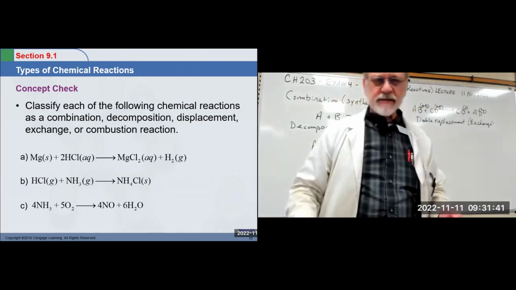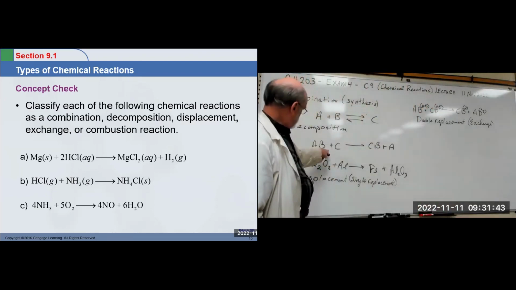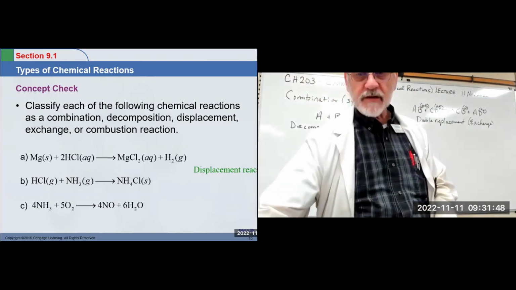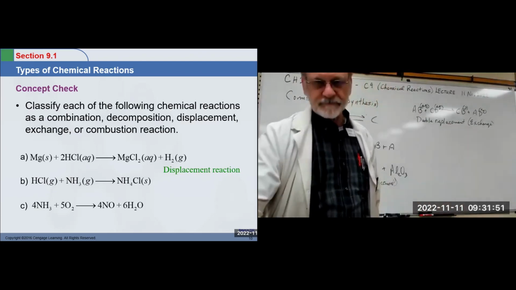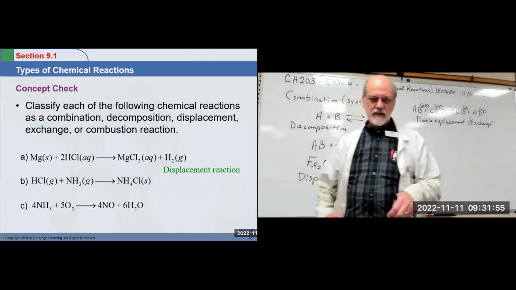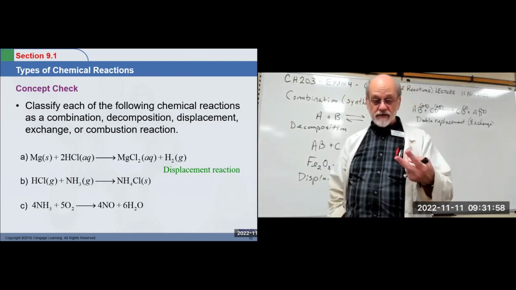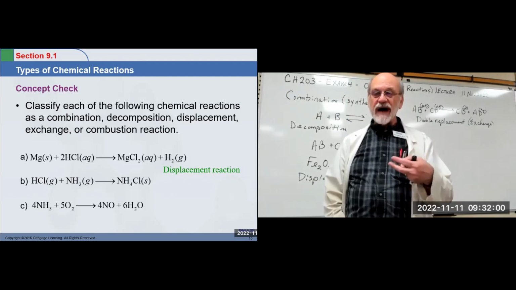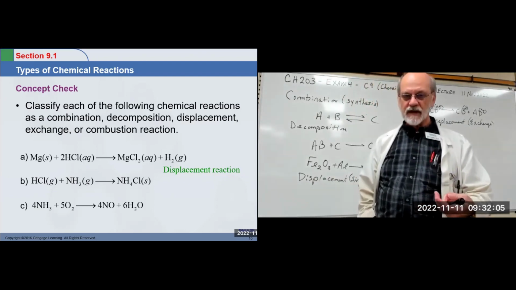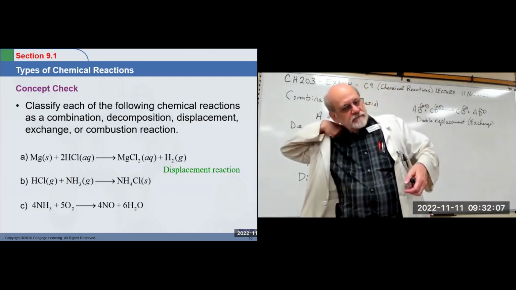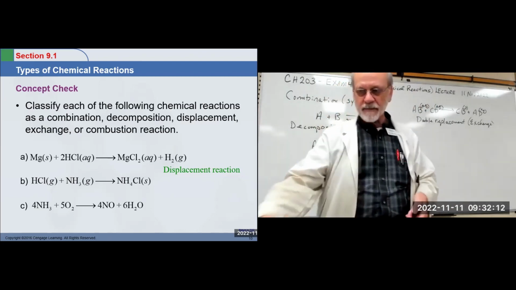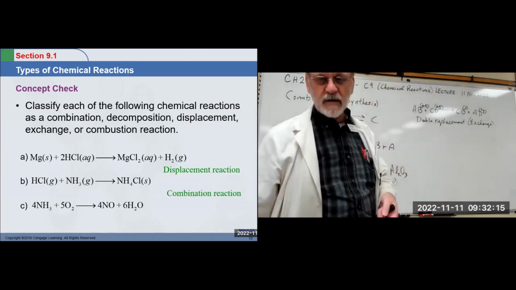Okay, so what kind is this? It's a single replacement reaction for this one, or a displacement. How about the next one? Hydrochloric acid and ammonia. Well, you got two compounds here, but they're combining to form a single compound. In fact, they're forming a solid, ammonium chloride. So this would be a synthesis reaction or a combination.